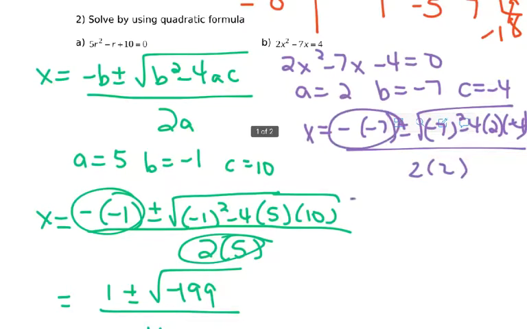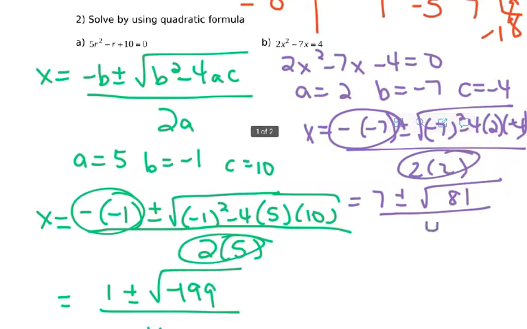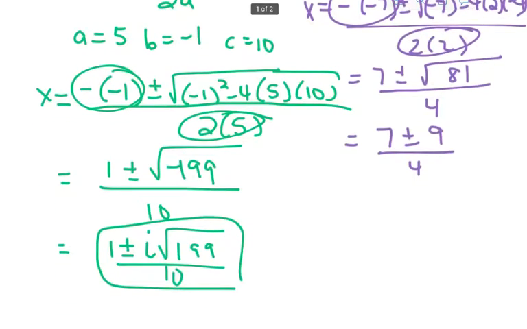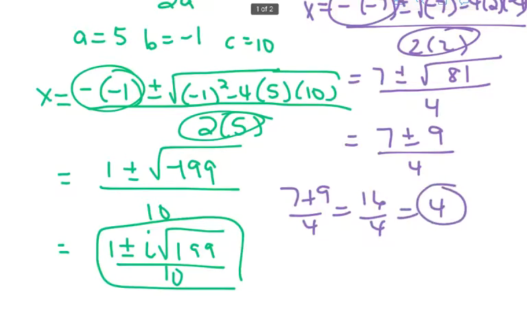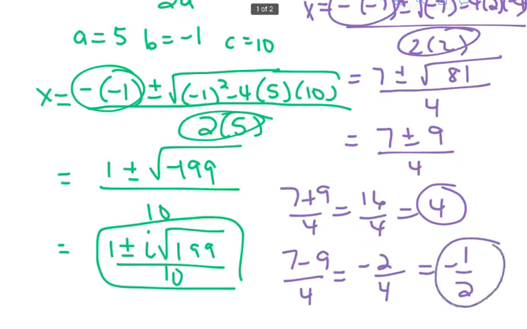So I get 7 plus or minus the square root of 81 all over 4. And the nice thing here is that the square root of 81 is 9, so I get 7 plus or minus 9 over 4. So one of my answers is 7 plus 9 over 4. That's 16 over 4, which is 4. And the other answer is 7 minus 9 over 4, which is -2 over 4, which is -1/2.